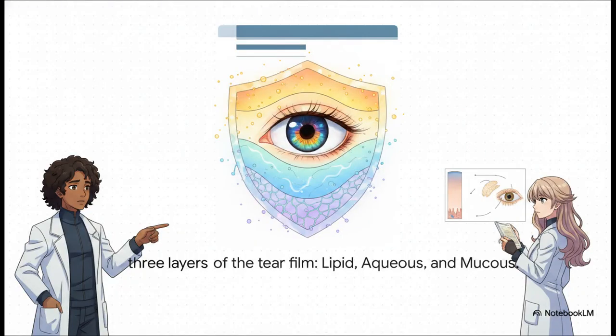Now, the tear film isn't just some simple splash of salty water. It's actually a highly structured 3-layer shield. And here's the kicker. If any one of these layers is compromised, the entire system collapses. You've got the lipid layer on the very outside, the aqueous layer right in the middle, and the mucus layer on the inside, sitting flush against the eye itself.